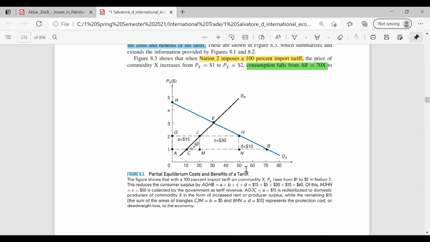On the X axis we have taken units of commodity X, and on the Y axis the price of X. It is the same diagram, but now we will explain how the decrease in consumer surplus after the tariff is distributed among other parties, for example the producers or the government. So A, B, and G is the decrease in consumer surplus, and the decrease in total consumption is from 70 units to 50 units.